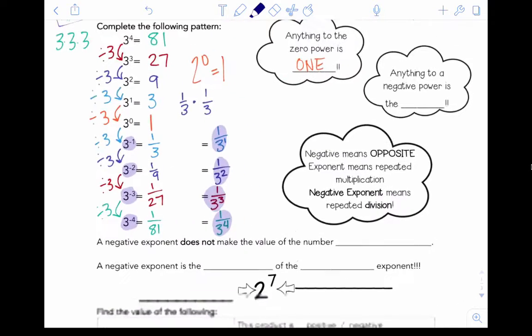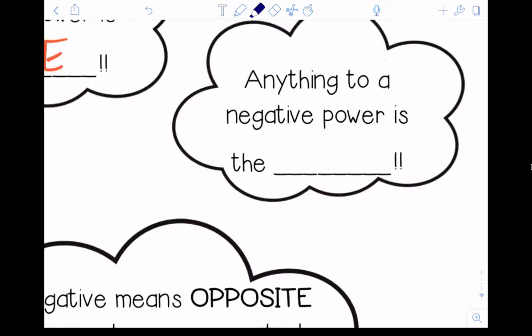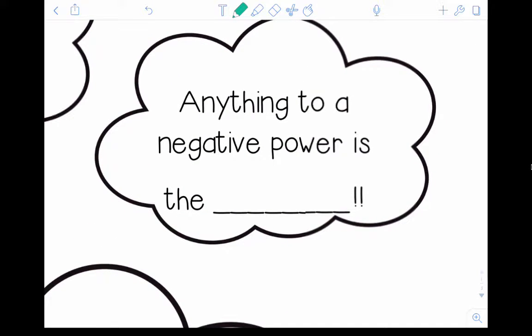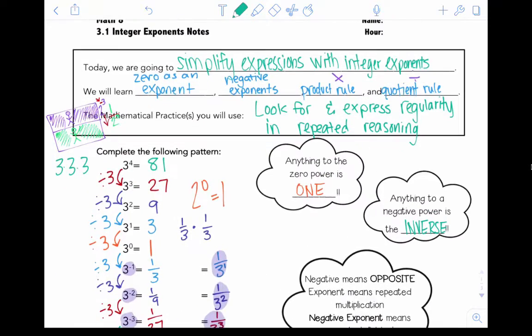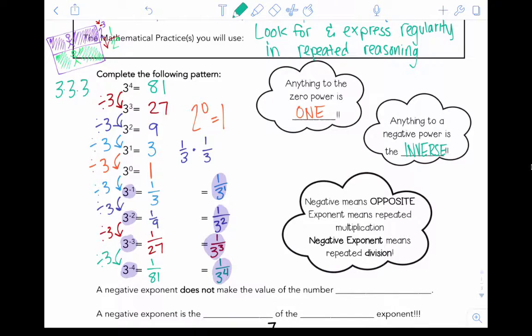So we can conclude from this that anything to a negative power is the inverse. If we look at this pattern, we see that it's creating fractions, but the thing that's special about those fractions is their inverses. 3 to the negative first, if I'm not paying attention to that negative, 3 to the first and 1 over 3 to the first is an inverse. 3 squared and 1 over 3 squared is an inverse. It's the number flipped into a fraction.